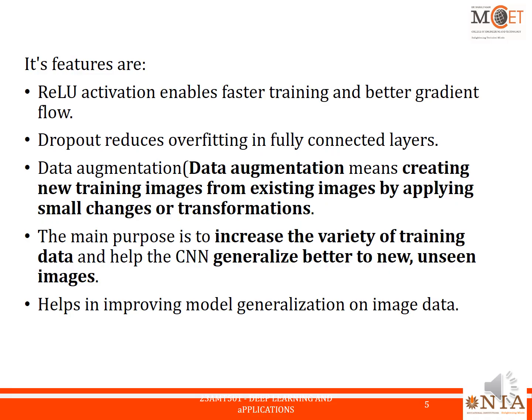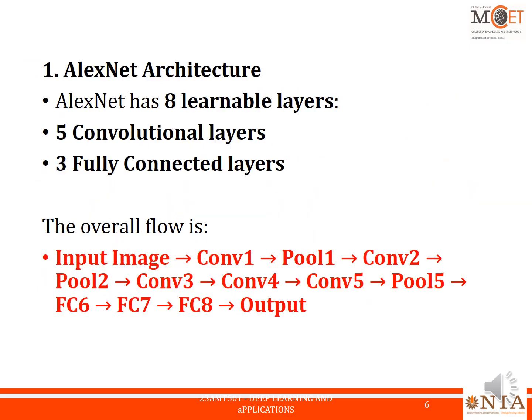Dropout is also used in the AlexNet CNN model. What is the purpose of dropout? Dropout reduces overfitting in fully connected layers. Data augmentation is also a main factor in AlexNet. Data augmentation means creating new training images from existing images by applying small changes or transformations. The main purpose is to increase the variety of training data and help the CNN generalize better to new unseen images, improving model generalization on image data.